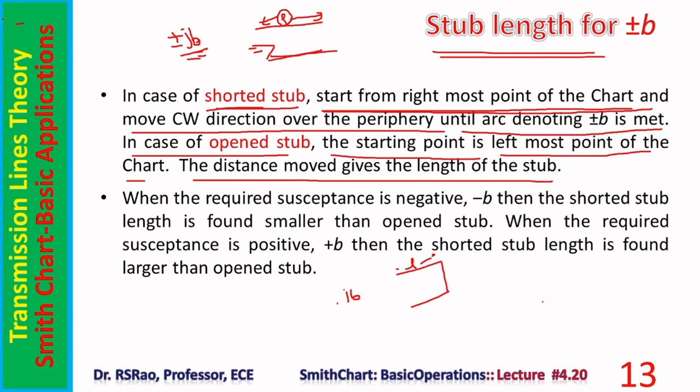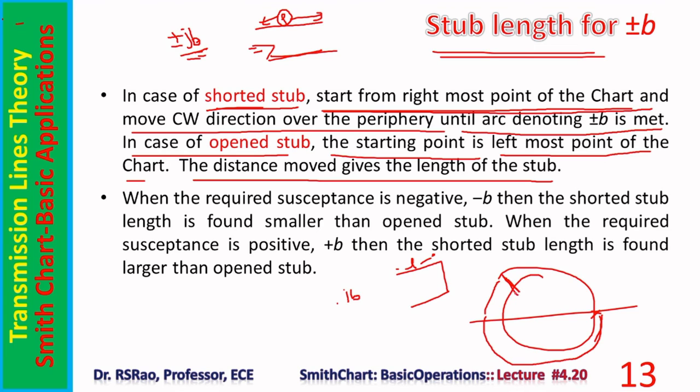For that, take a Smith chart and start from the rightmost point of the chart, and move in the clockwise direction over the periphery until the arc denoting plus or minus B is met. Suppose you want plus B, then move until plus B is met. Plus B is available over the upper portion. Let us say it is somewhere here. You note how much distance you have moved from the rightmost point, which you can find from the scale provided on the outer side of the chart.